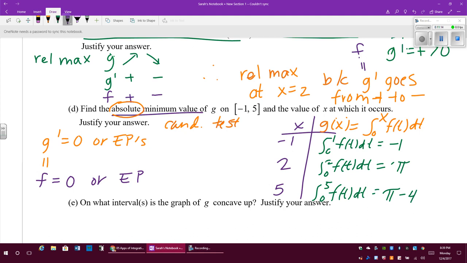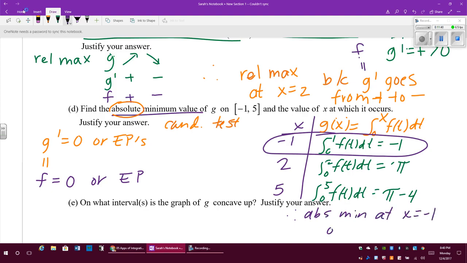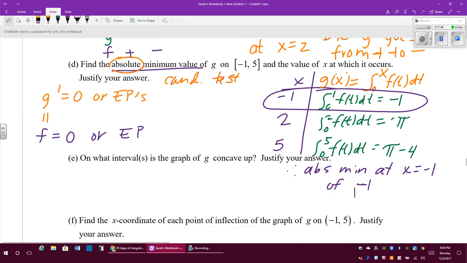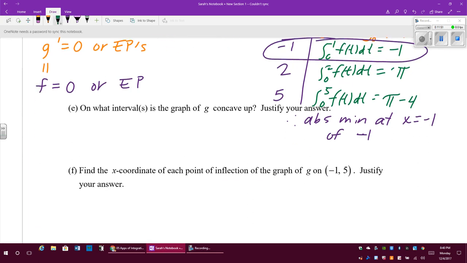So which of these is clearly the biggest value? Well, it looks like our biggest value, or excuse me, our smallest value should be 3.14 minus 4. It should be -1. So we have an absolute min at x equals -1. And that absolute minimum value is -1. Okay? Now what I really like is this next question. This next question kind of pieces it all together for us and makes some more ahas.